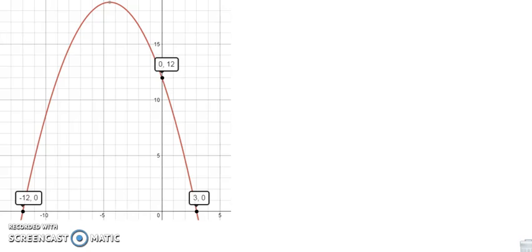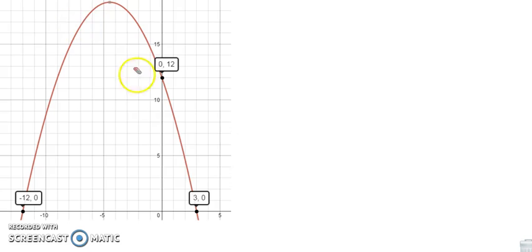Good evening, folks. Tonight, what I wanted to post a video on is how to create an equation or a function of a quadratic from a graph. I'm going to start this out by finding the function in factored form, and then I'm going to show you how to take that factored form and turn it into standard form.